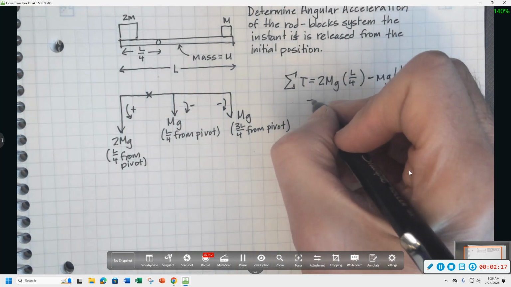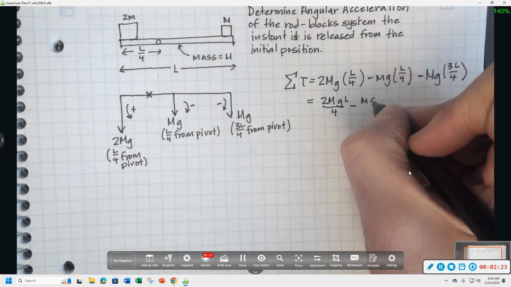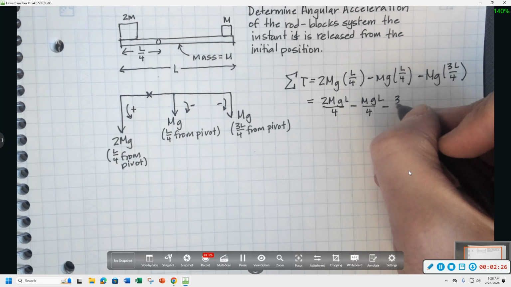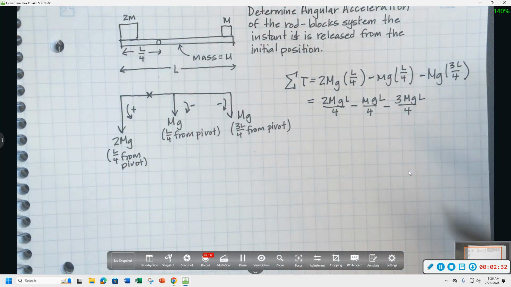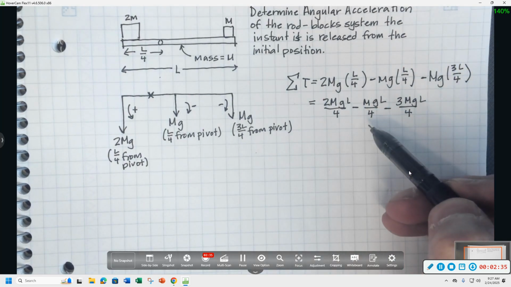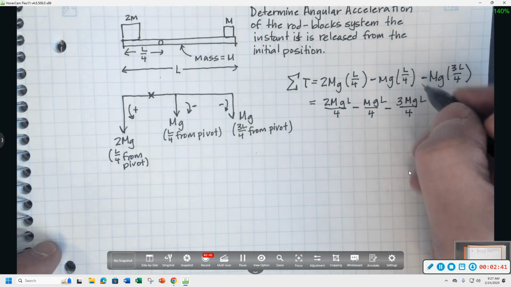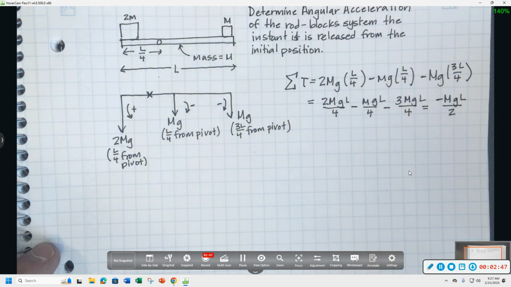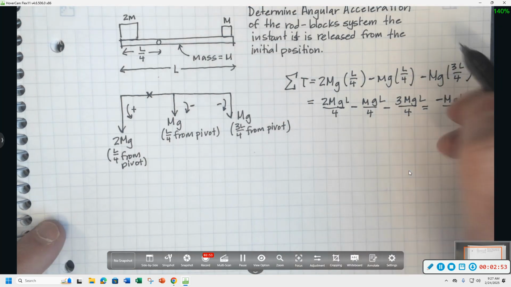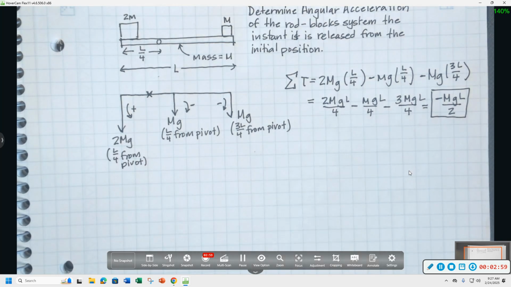Okay? So here we got 2mgL over 4 minus mgL over 4 minus 3mgL over 4. 2 minus 1, negative 1. Nope, positive 1. Minus 3, negative 2. So we end up with negative mgL over 2. Any questions about how I'm getting the sum of the torques? Okay, 2/4 simplified down to negative 1/2.